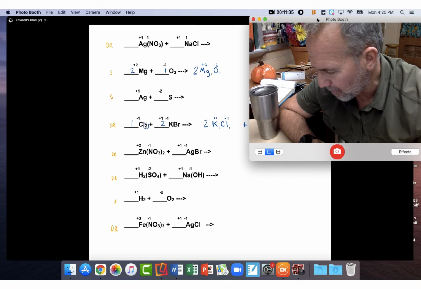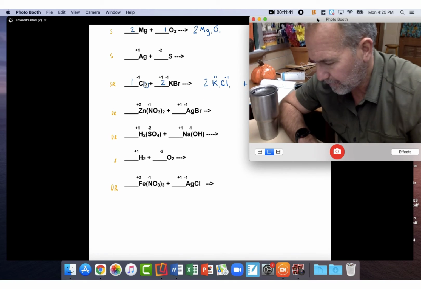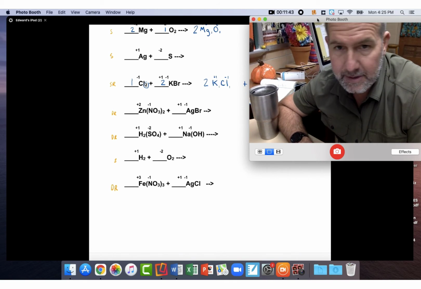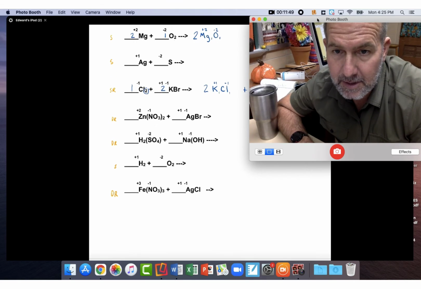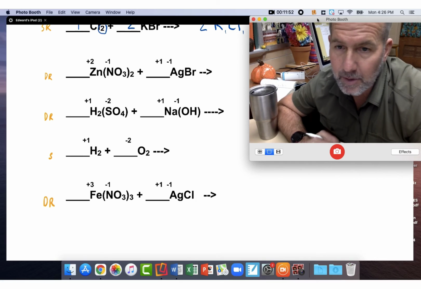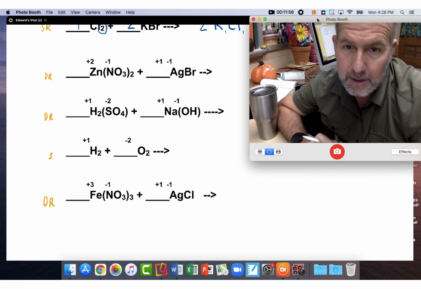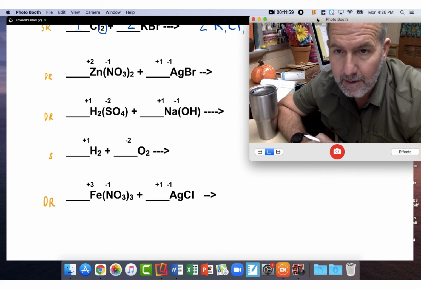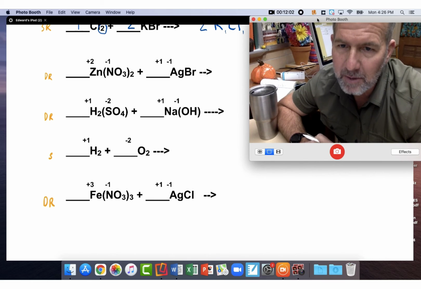All right, I'm going to throw one more down here. Oh, let's do the last one. All right, so this is a double replacement. And so we have a double replacement reaction here. In this case, we have Fe plus 3, so iron 3 nitrate plus silver chloride. And the charges are a little askew, but we can tell that Fe is supposed to be plus 3.